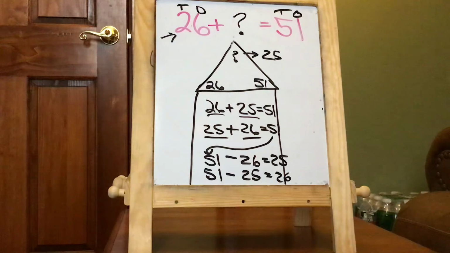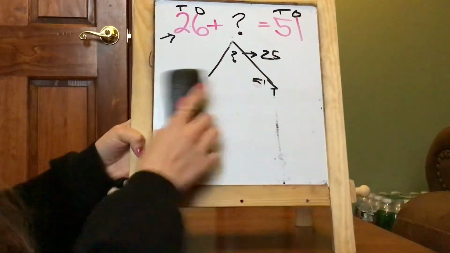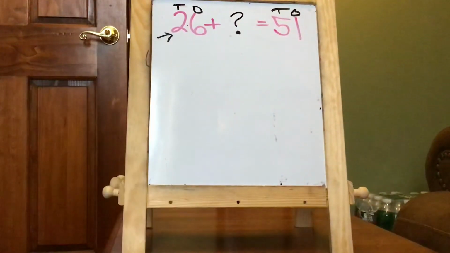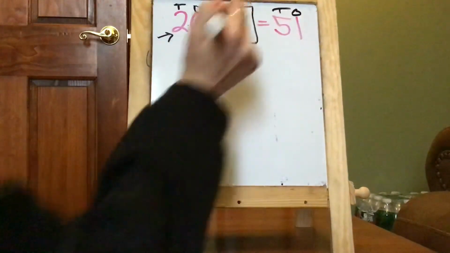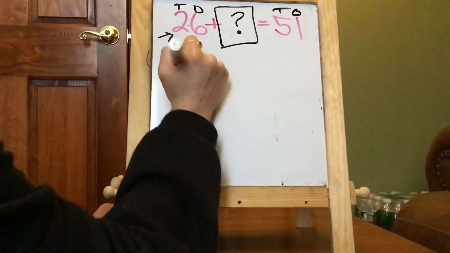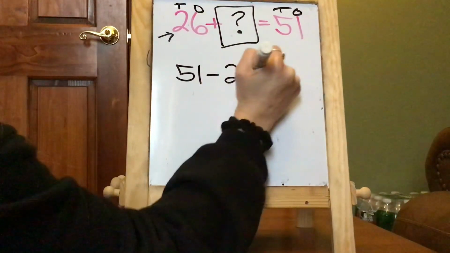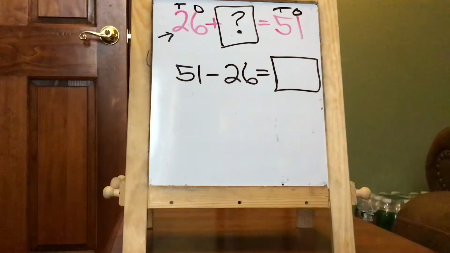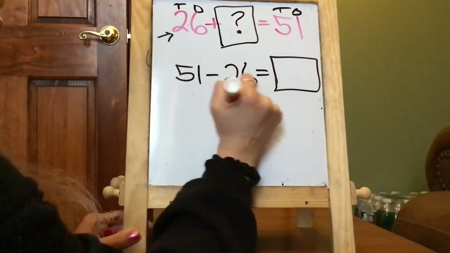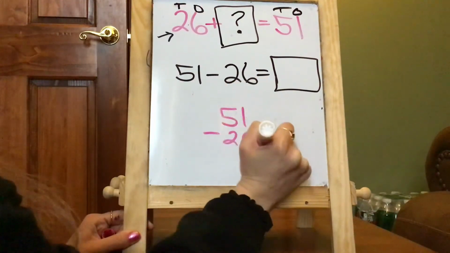So now, if your student doesn't like using addition and they prefer subtraction, they can change their problem around. So 26 plus some number can turn into 51 minus 26 equals some number. Maybe your student really likes using the stack and subtract strategy. From here, your student can just subtract 51 minus 26.